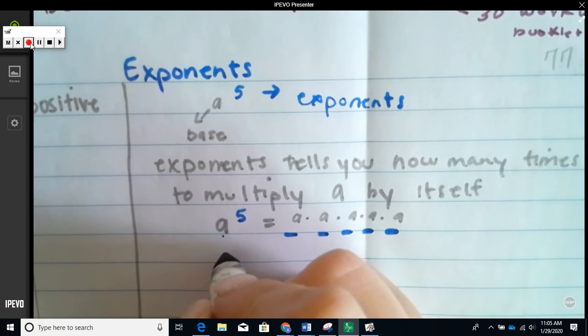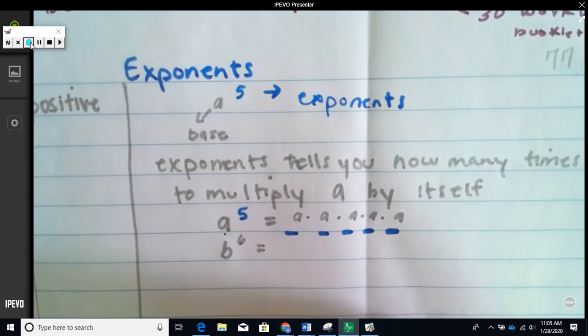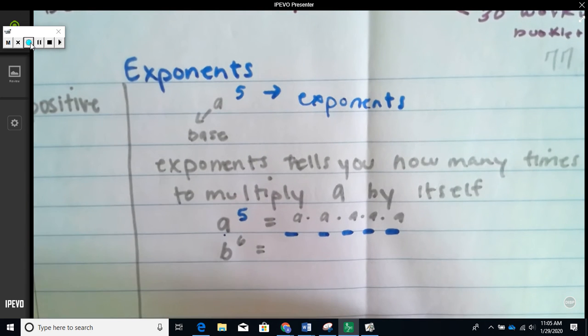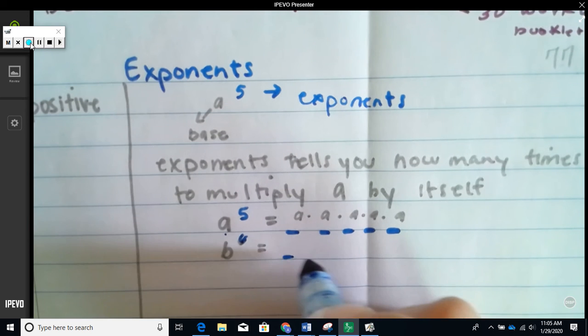If we have something like b to the power of 6, that means b is multiplied times b. How many times? 6 times. The exponent is 6, so you multiply it 6 times.